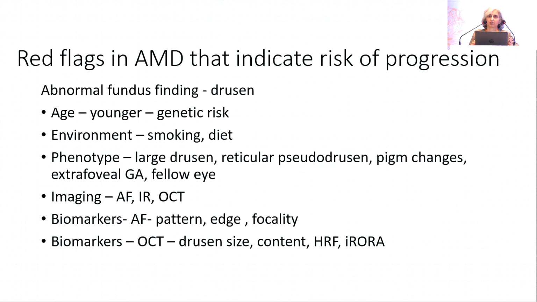red flags if you see a patient with drusen. If the patient is younger, possibly carries a genetic risk factor, so the risks are higher. Environment like diet and smoking is easily adjustable. There are certain phenotypes like large drusen, reticular drusen, extrafoveal GA and GA in the fellow eye, which are at high risk. Use various imaging modalities to identify and monitor these patients. Look at biomarkers like the pattern of AF changes, the edge and the focality, and also OCT and drusen size.